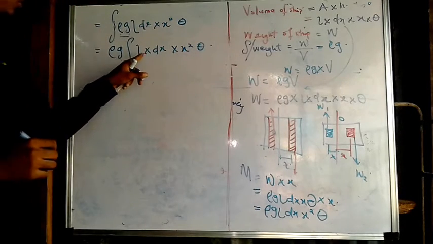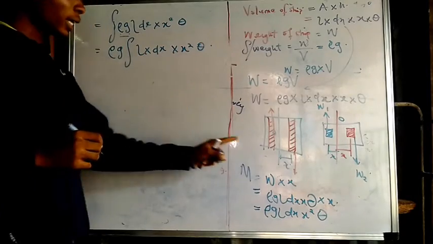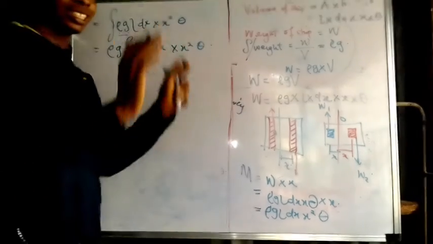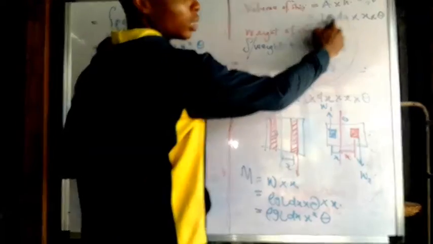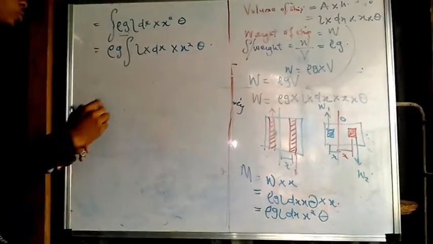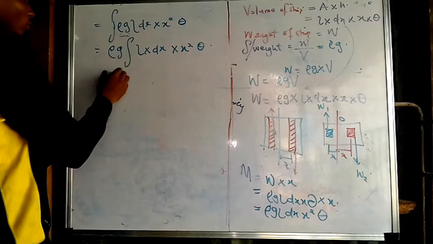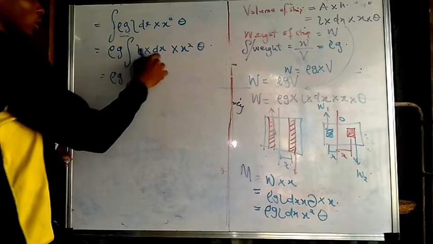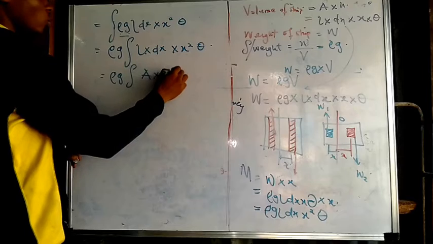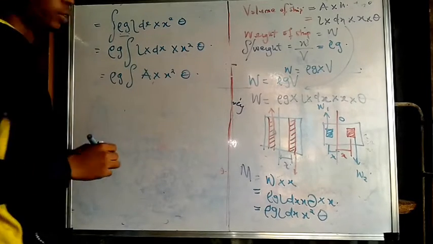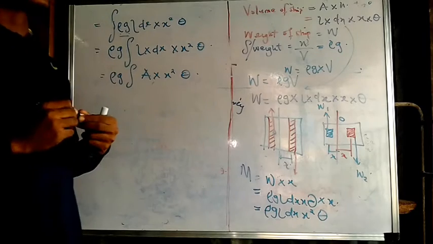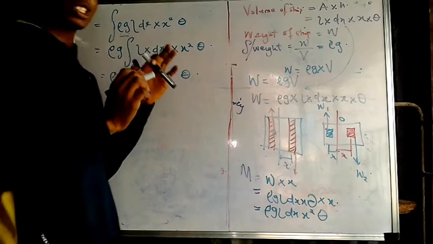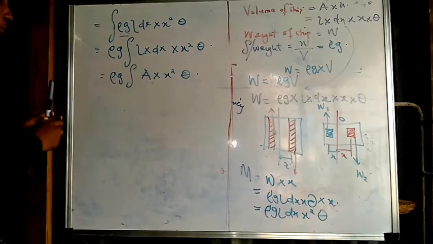Now we know that length times dx is what? The area. The length of the body times the thickness of the strip is the area of the strip. So we have area times x squared dθ. Now let's leave this like this. Now we know that when that body tilts at some certain point. Now let me explain what I'm trying to say.